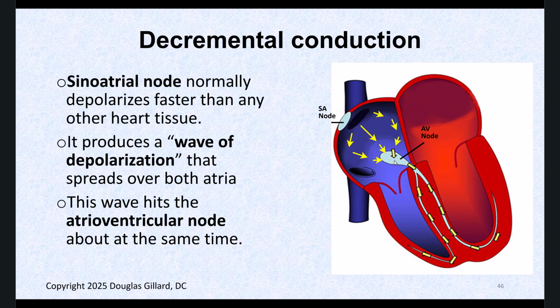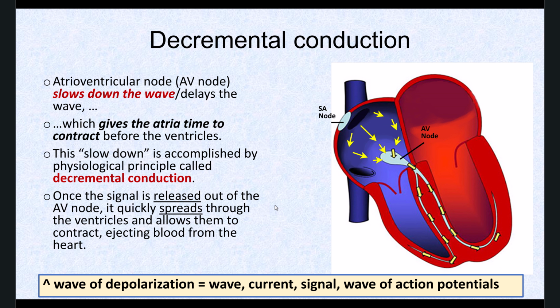Decremental conduction, we talked about it. Don't need to say anything more about that, I don't think. We know that. There it is. Normally slows down the wave of depolarization, and that gives the atria time to contract. We don't want the atria and ventricles contracting at the same time, so we need to slow the signal down here.